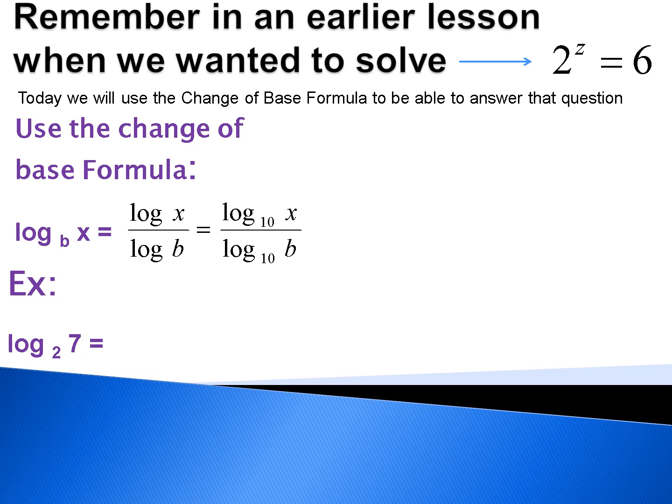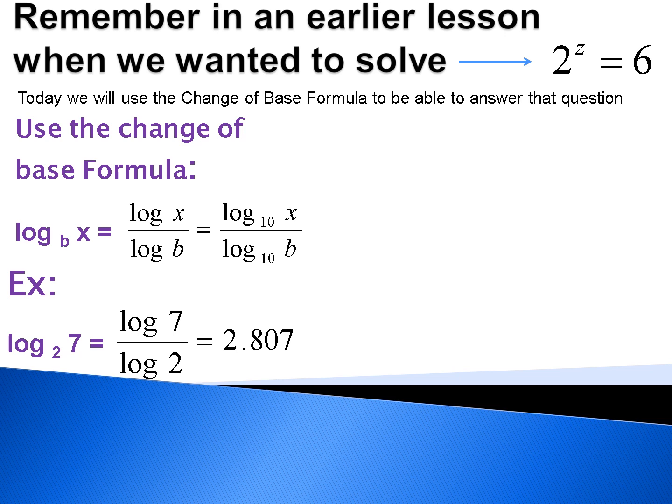Let's look at an example. So if we have log base 2 of 7, using the change of base, we are going to do log of 7 divided by log of 2. Now, when you type this into your calculator, trust me on this, take it one step at a time. So you will do log 7, enter, divided by log 2, enter. Log 7, enter, divided by log 2, enter. And then once you hit enter that last time, it tells us that log base 2 of 7 is approximately 2.807.